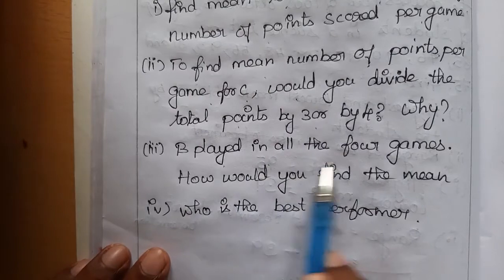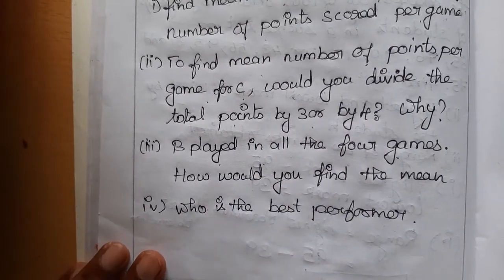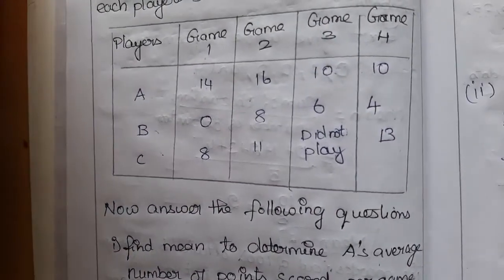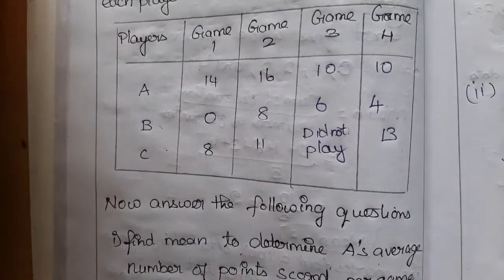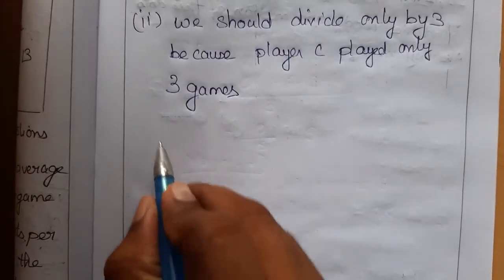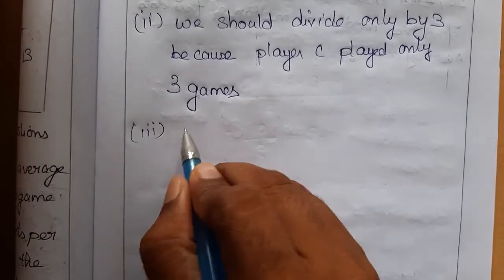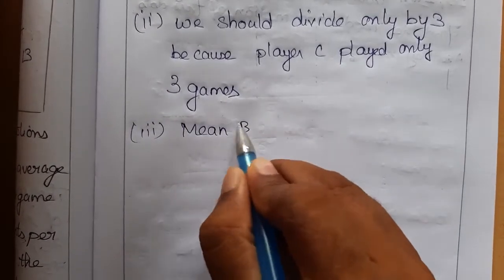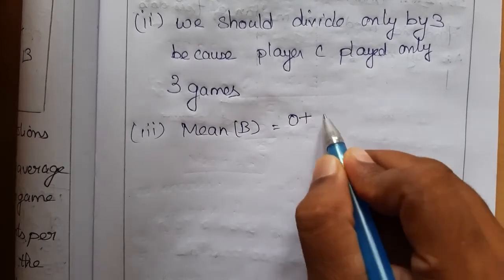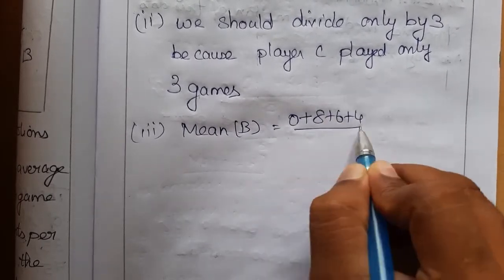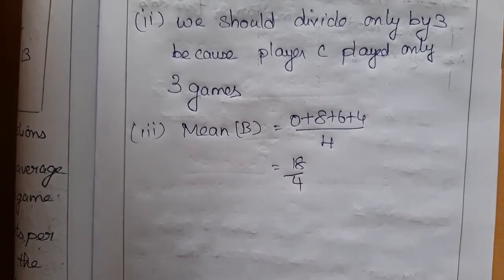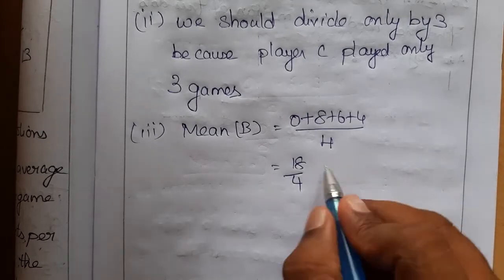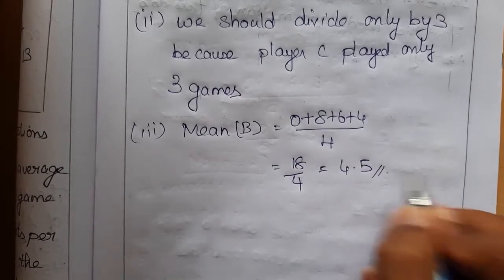B played in all the 4 games. How would you find the mean? Whether B played all the 4 games? Yes: 0, 8, 6, 4. But in one game B scored only 0. That's not a problem. It is also a score. So third one, mean of B, right? So it is 0 plus 8 plus 6 plus 4 divided by 4. Which is equal to 18 by 4. Right? 18 by 4 we will be getting 4.5. So that is the mean of B.